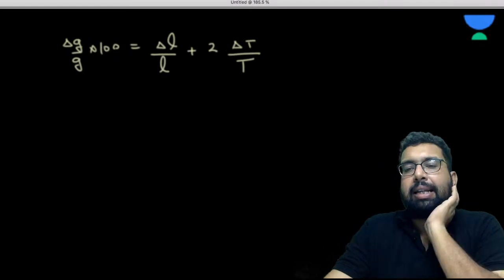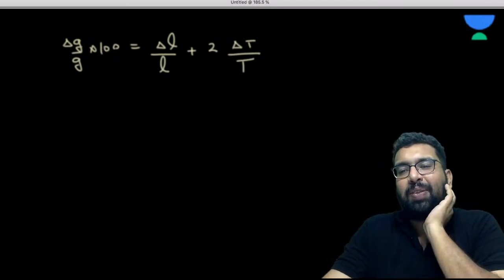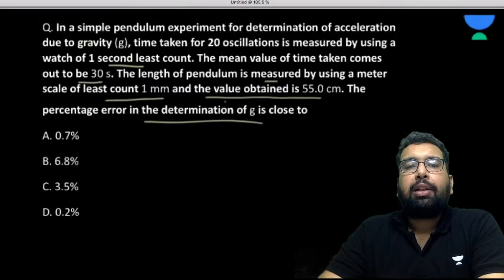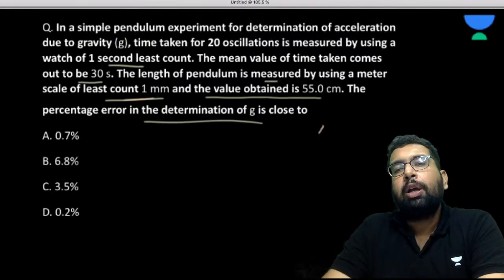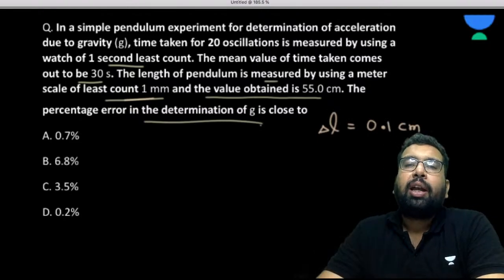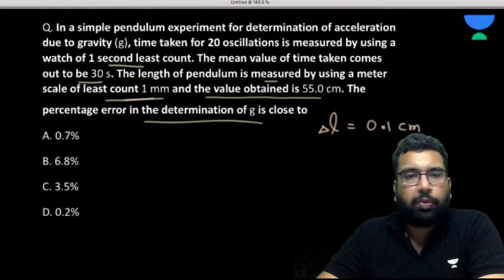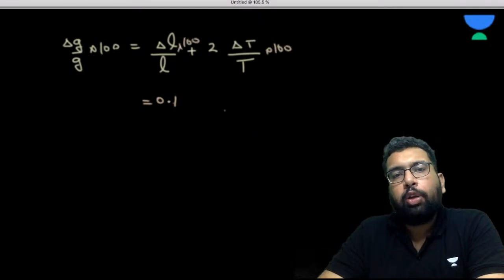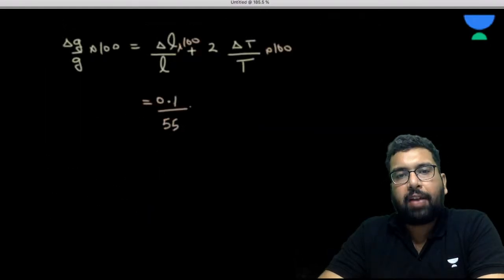Now please understand this concept. First of all, what is this delta L by L? The length of the pendulum is measured using a meter scale of least count 1 mm. So delta L is 1 mm, but the length is given in centimeter, so don't forget to convert it into centimeter. So this is 0.1 centimeter. Okay, so we have delta L, no problem. I forgot to multiply by 100; here also we have to multiply by 100. So 0.1 upon what is the length? The length is 55. So 0.1 upon 55 into 100.